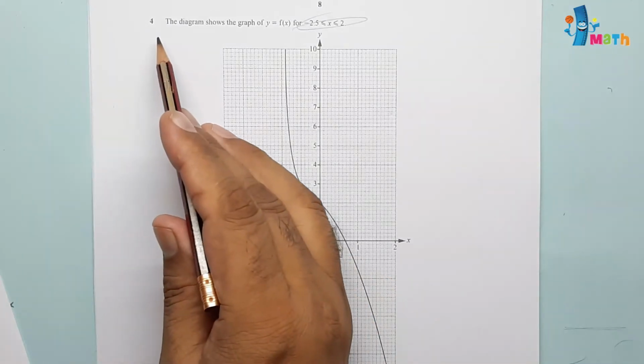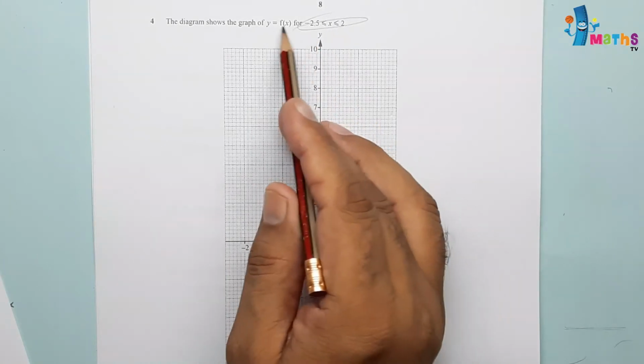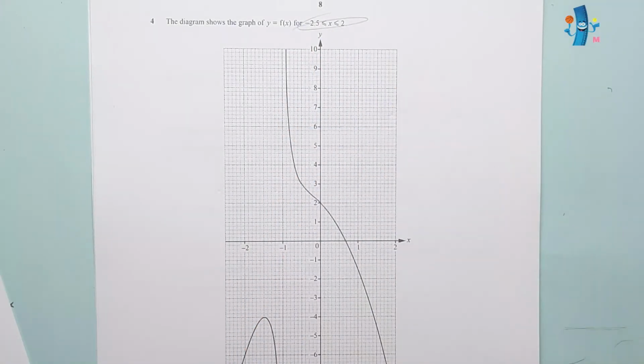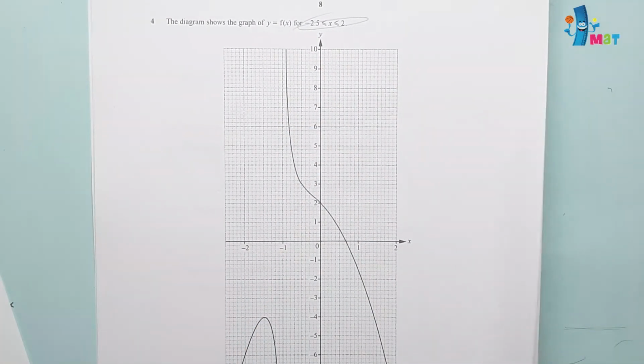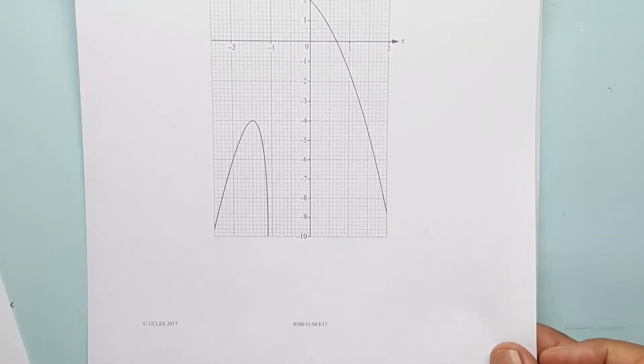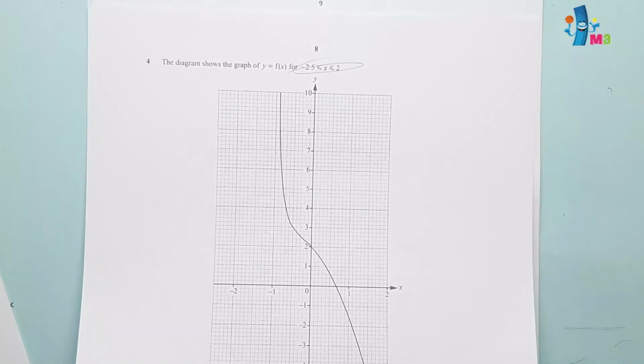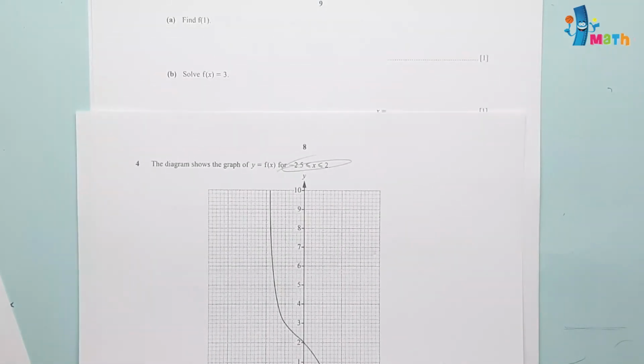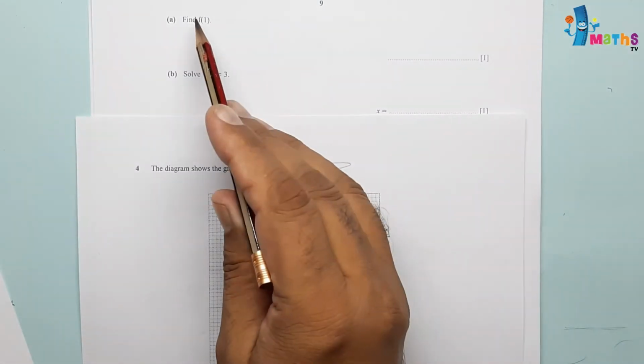Question number 4. The diagram shows the graph. This is given for this range. This full page is for the graph, and they have shown this graph. Now we'll be answering the questions on the next page.